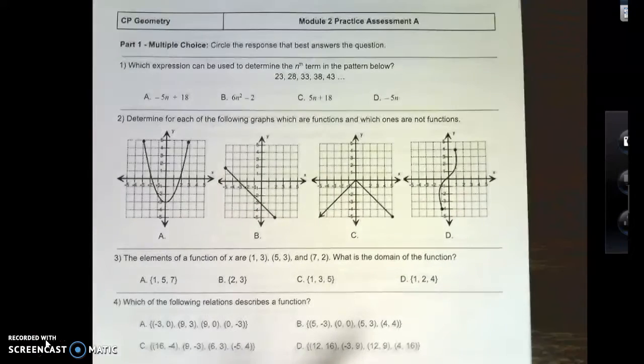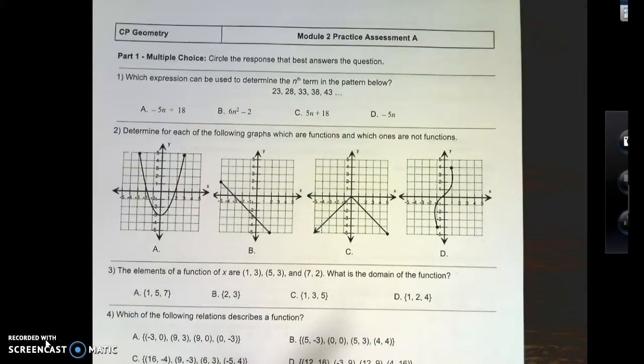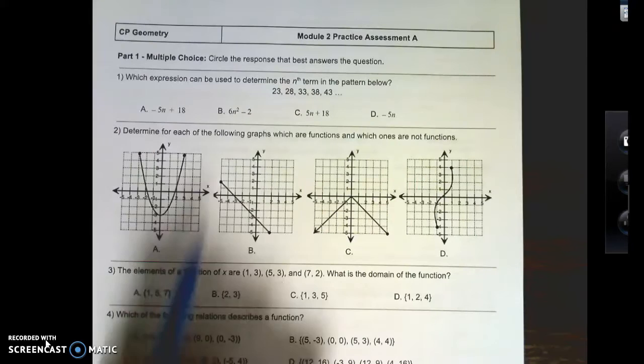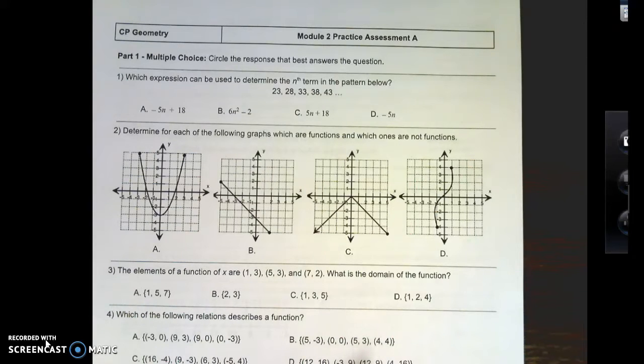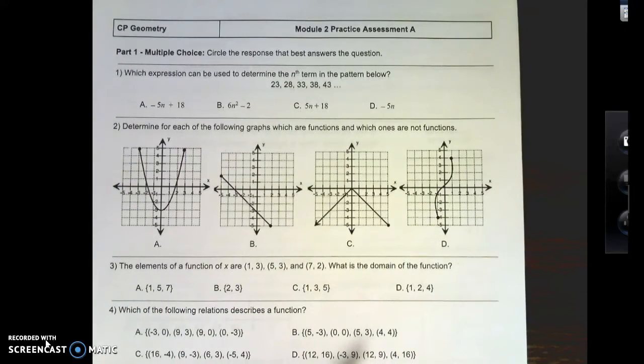All right, so here we go. We're going to take a look at our Module 2, Multiple Choice and Open-Ended. Circle the response that best answers the question. Which expression can be used to determine the nth term in the pattern below?